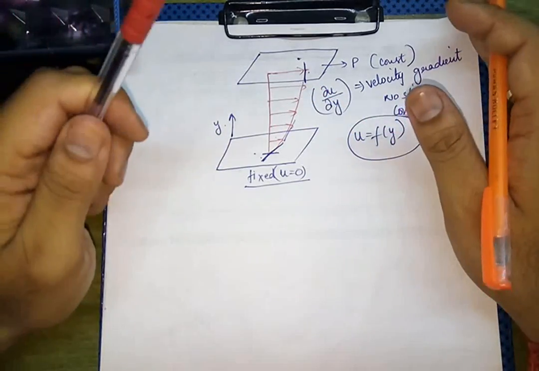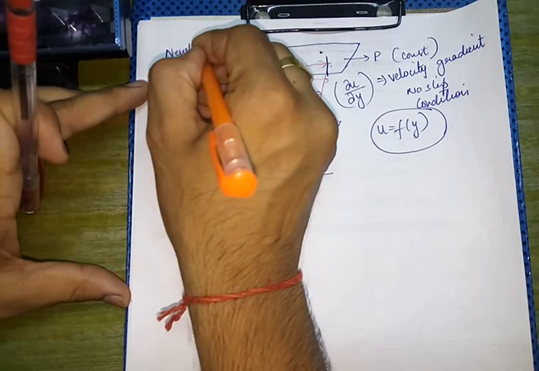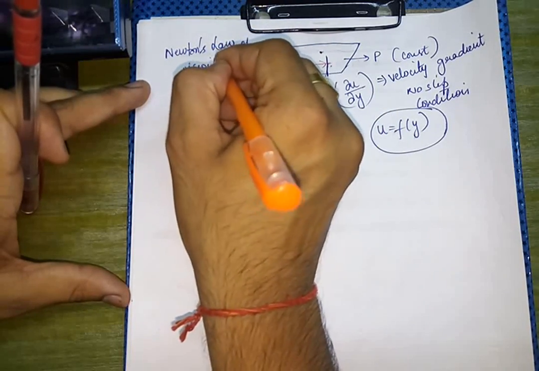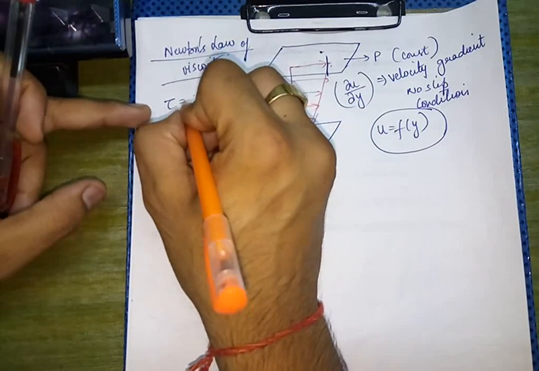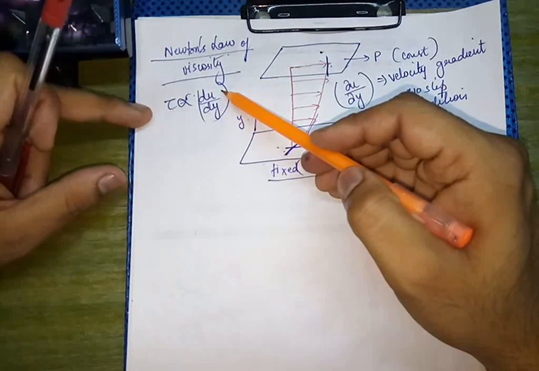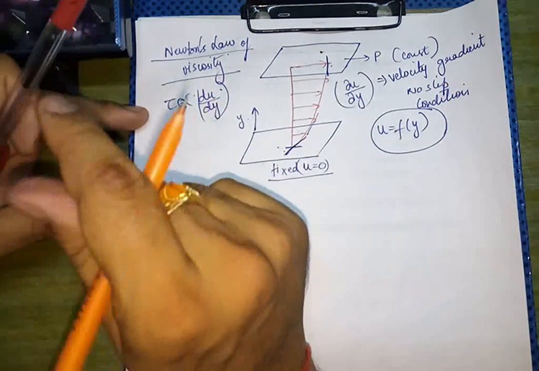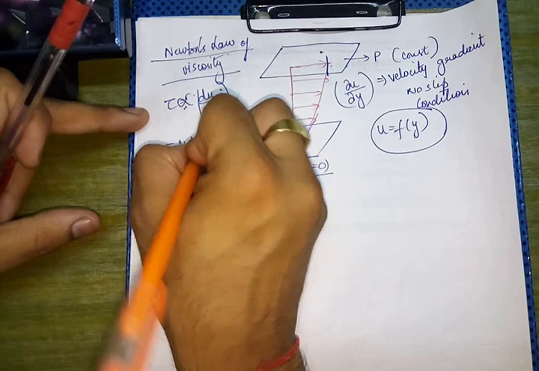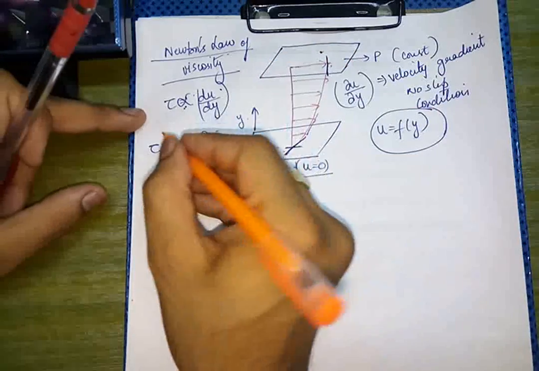Now one very important point here, we will discuss Newton's law of viscosity. According to Newton's law of viscosity, tau is directly proportional to du over dy, that is, the shear stress is directly proportional to the velocity gradient. When this proportionality sign is removed, a constant is introduced, that is tau equals mu du over dy.